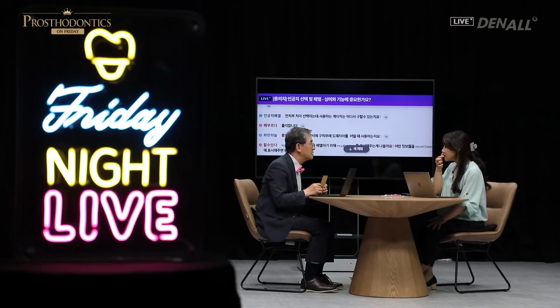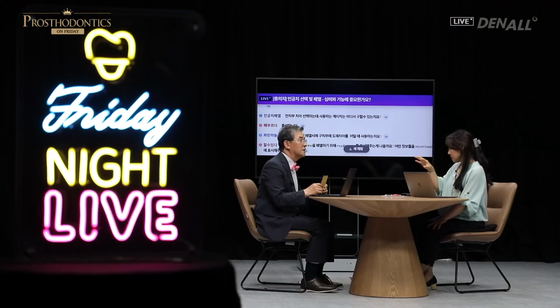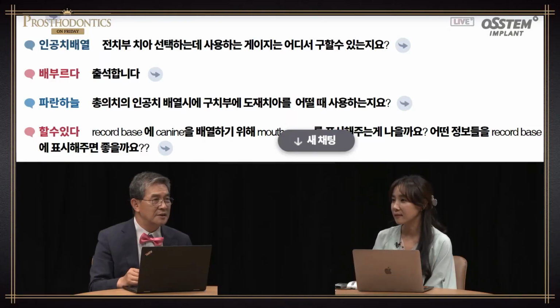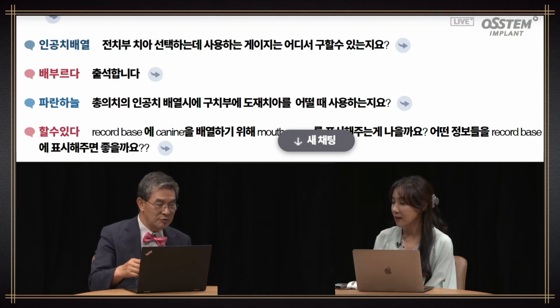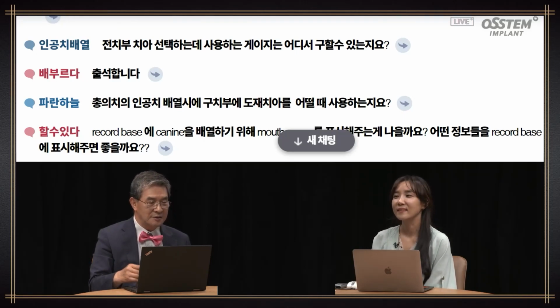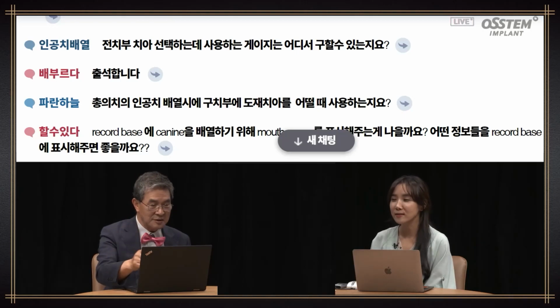What is the name of the gauge? There's no specific name for that. It is included in the set. Please let someone know about the gauge later. Yes, I will do that.